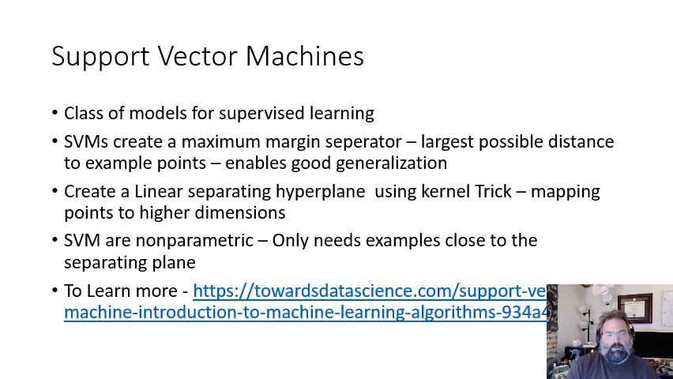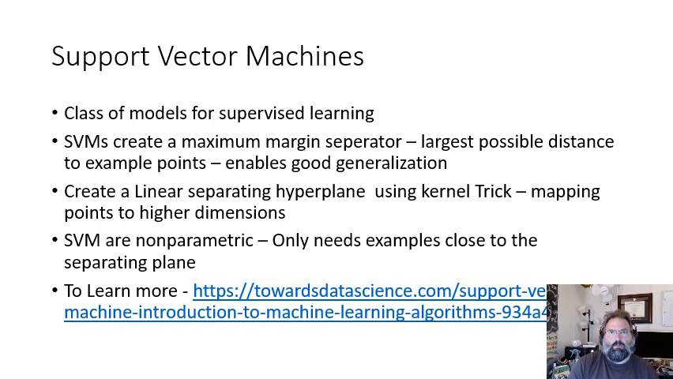And it does what I just mentioned of the kernel trick of basically mapping into higher dimensions so that you can separate things that are difficult to separate with a linear function in the way that they're formatted initially, using a hyperplane in a higher dimensional space. Support vector machines are non-parametric, so that means they only need examples that are close to the separating plane.